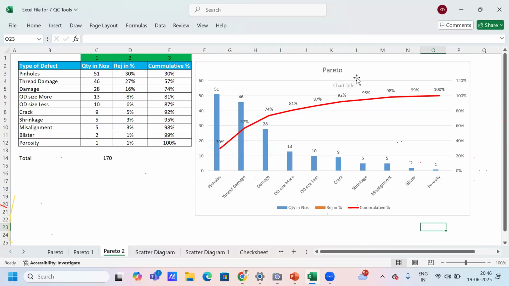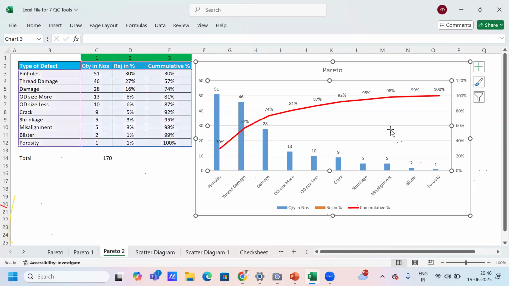You can name this Pareto chart of defects. You can label the axes: quantity in numbers, defects, and cumulative in percentage. Ideally, in Excel, it is like that. So you can reduce the grid lines, for example.